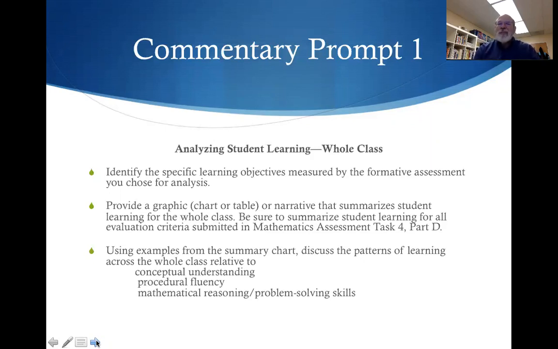By doing that, you can do an item analysis. You can talk about the performance of individual students. It lets the evaluator see what you are talking about. And then it says, using examples from the summary chart, discuss the patterns of learning across the whole class relative to conceptual understanding, procedural fluency, mathematical reasoning, and problem-solving skills. Those last three terms are the terms that were mentioned in the first video. If you're not sure of what they mean, take a look back.